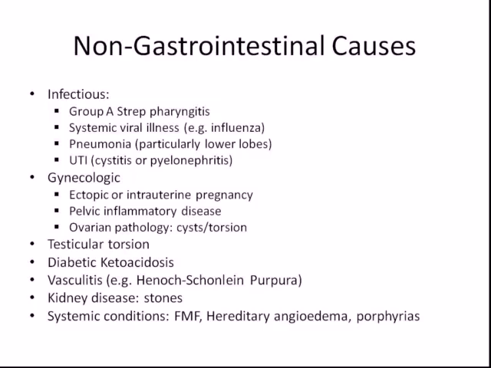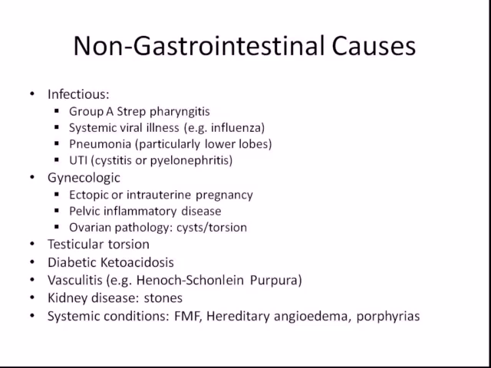There are gynecologic etiologies. Ectopic or intrauterine pregnancy can cause acute abdominal pain, as can pelvic inflammatory disease. And of course, ovarian pathology like cysts or ovarian torsion. In young males, testicular torsion can cause abdominal pain.